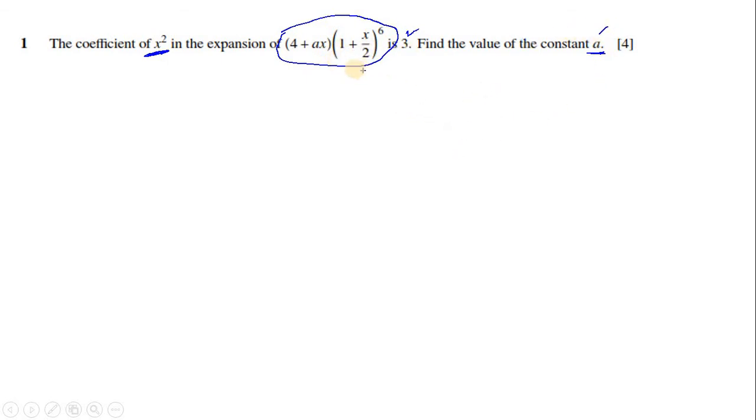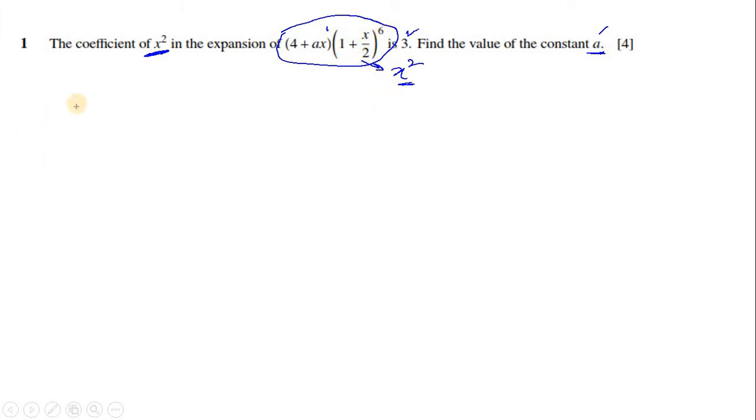We will have to find first the terms involving x square in this expression. We know that we have this factor with the linear power of 1, so we don't need to do anything with this factor, but this is a binomial expansion. So we will first expand this binomial expansion till the term that involves x square. So how do we expand (1 + x/2) whole power 6?